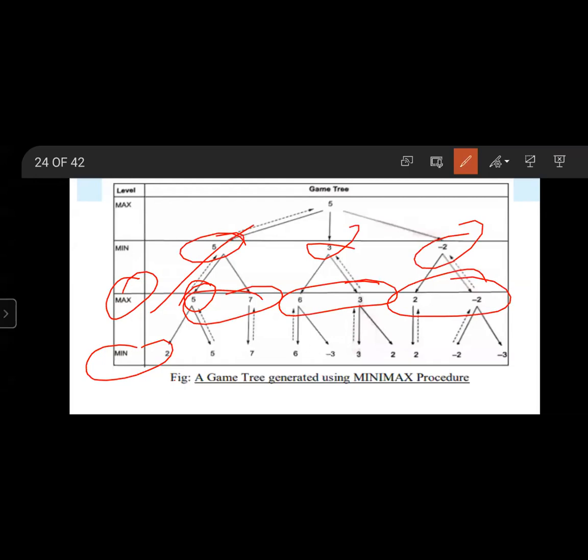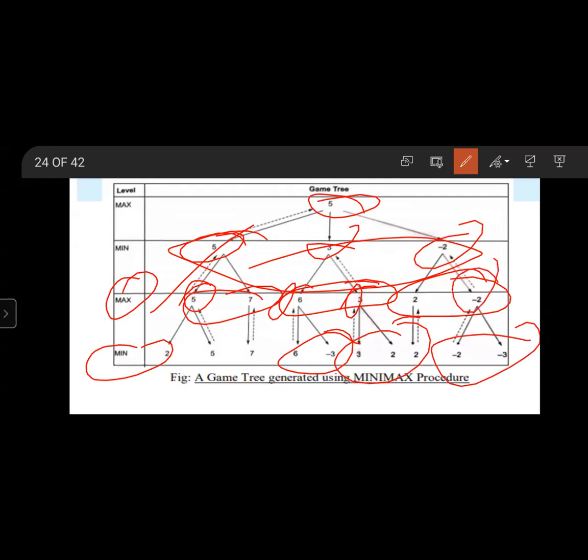Here, max of 5, 3, -2. What is the maximum value? 5. Clear? What is the max of 6, -3? It equals 6. Max of 3, 2 equals 3. Max of 2, -3 equals 2. This diagram shows a game tree generated using the min-max procedure. Draw it and take down the diagram.